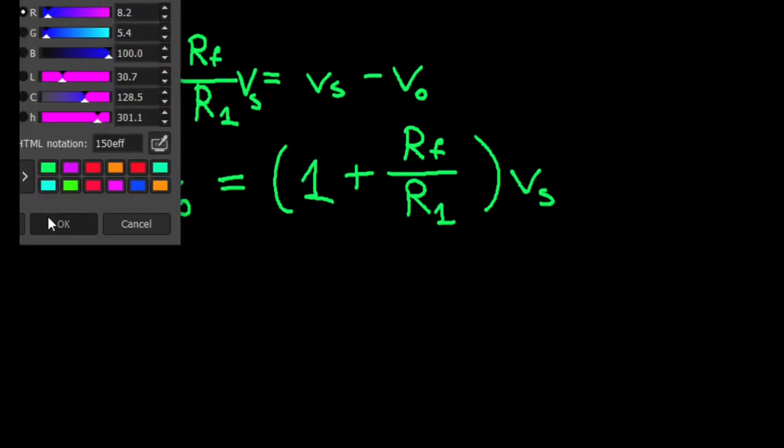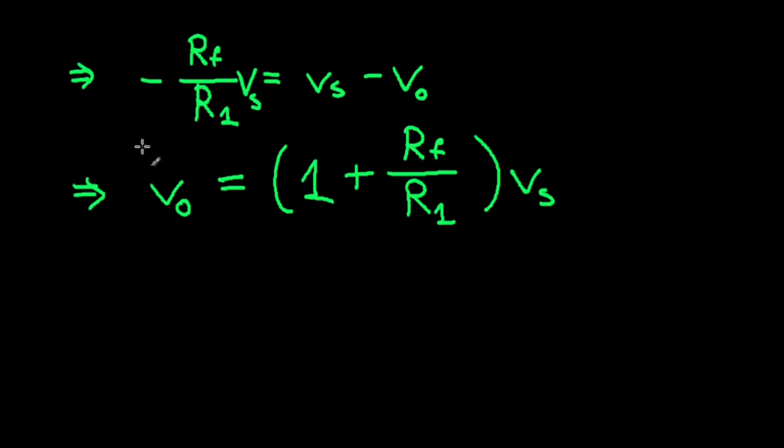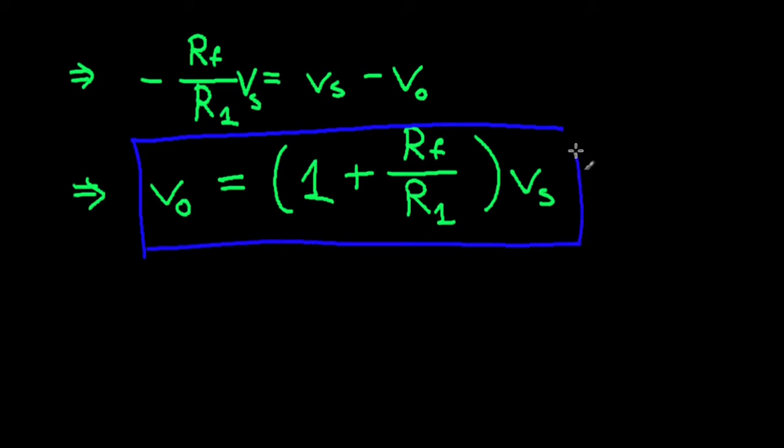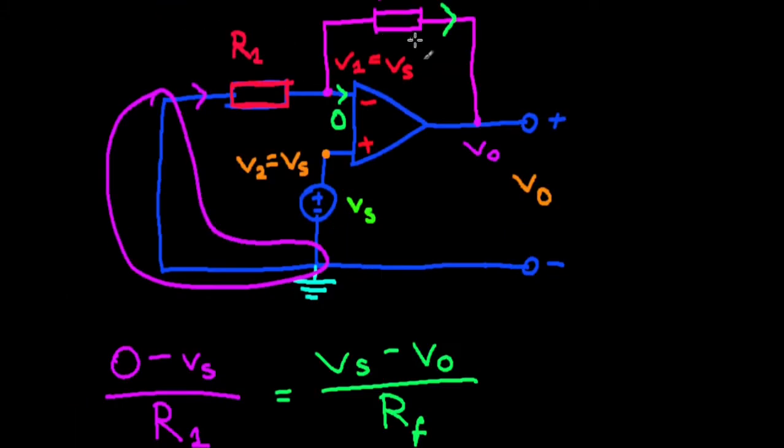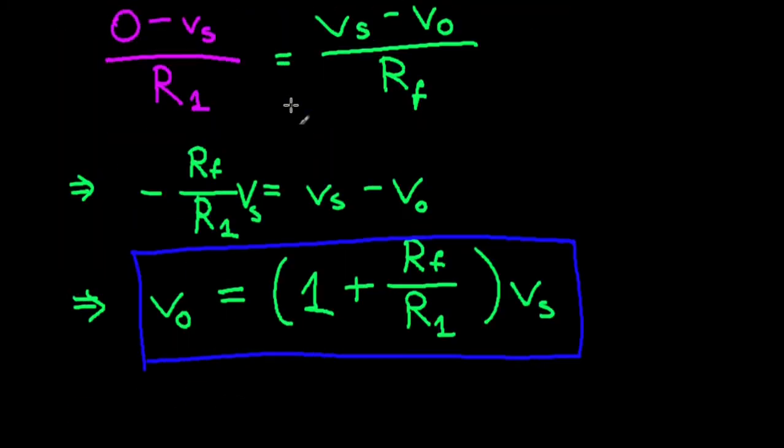Now this is our result. This is what we aimed for. Our output voltage is a function of our supply voltage, and as you can see, there's one really important thing, which is where this op amp gets its name: the voltage isn't inverted.